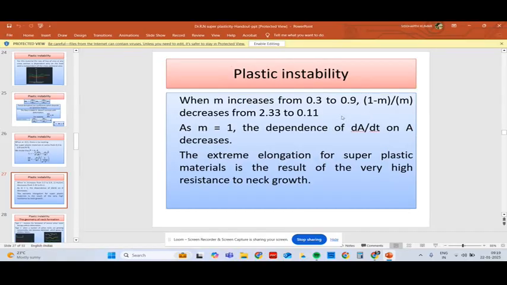When m increases from 0.3 to 0.9, (1 minus m) divided by m decreases from 2.33 to 0.11. When m is equal to 1, the dependence of dA by dt on A decreases. Extreme elongation is possible. Extreme elongation for superplastic material is possible. This is due to the very high resistance to neck growth.